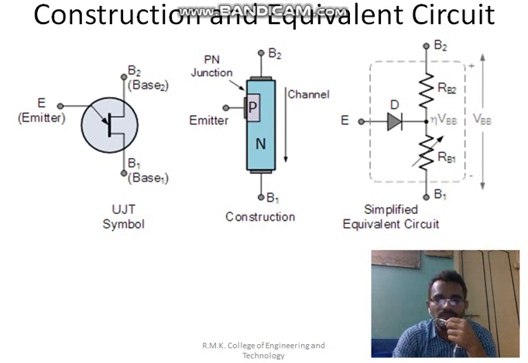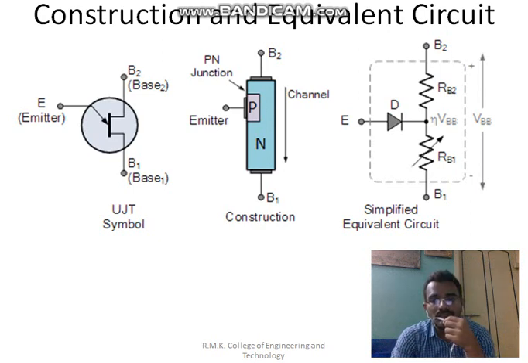In the construction we take a channel and take two ohmic contacts, which are base 1 and base 2. In this particular channel we etch a well and then inject p-type semiconductor material, and then it forms only one PN junction. To that particular P we take the terminal with an ohmic contact, and it is the emitter.